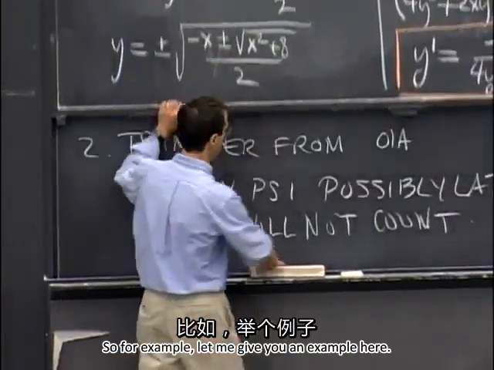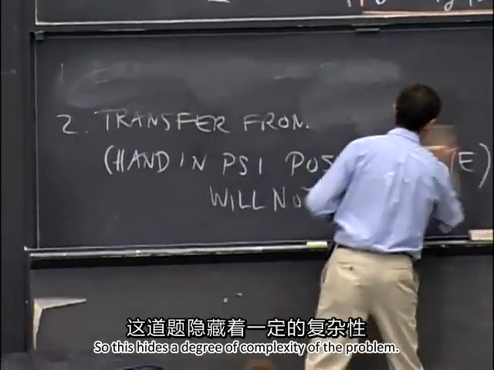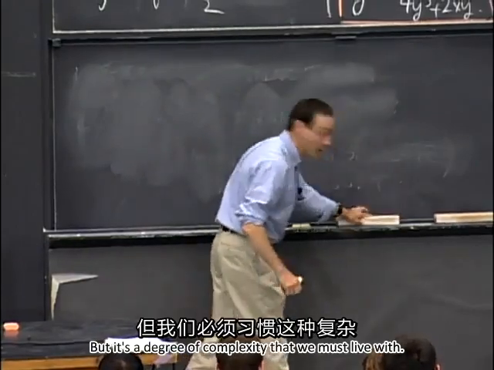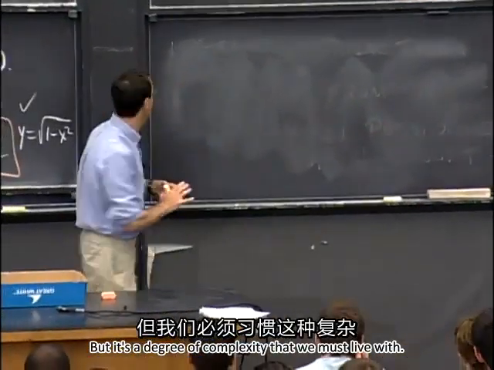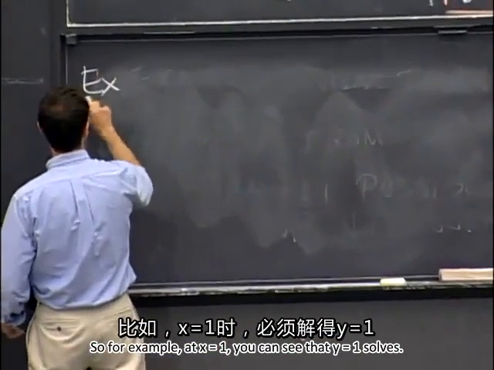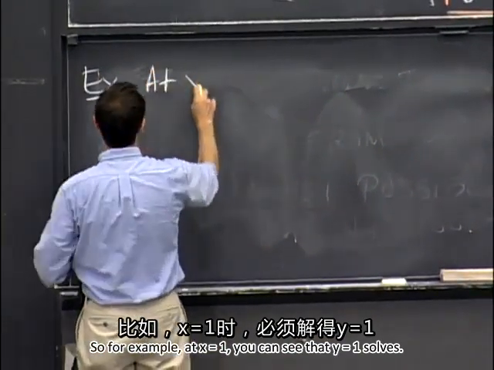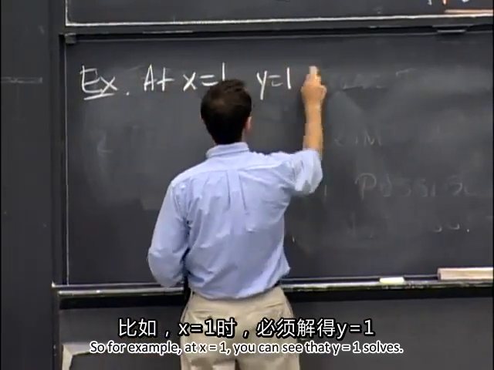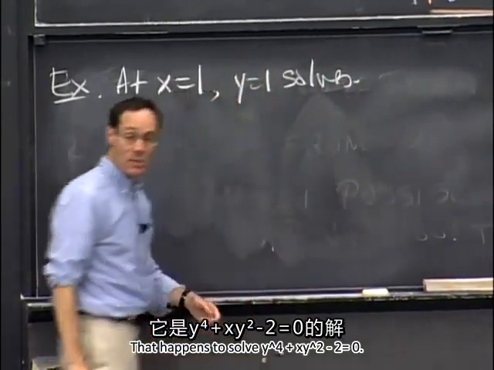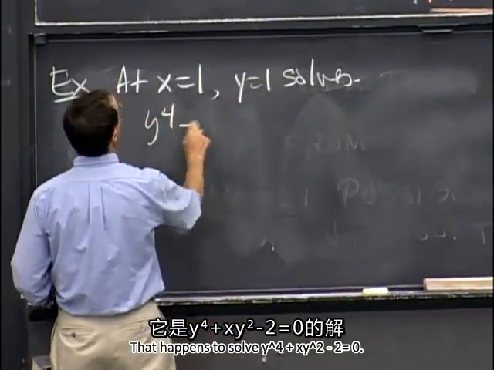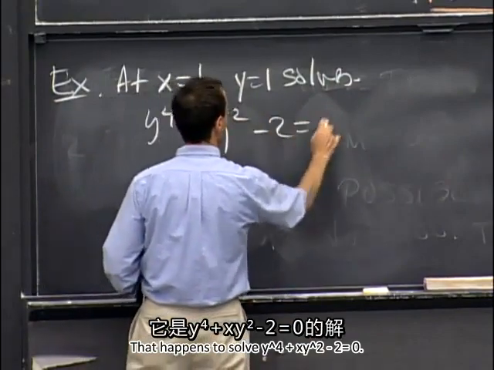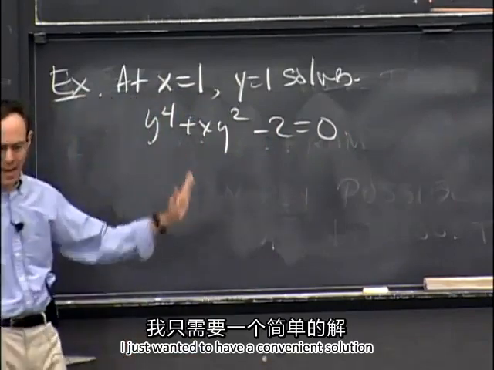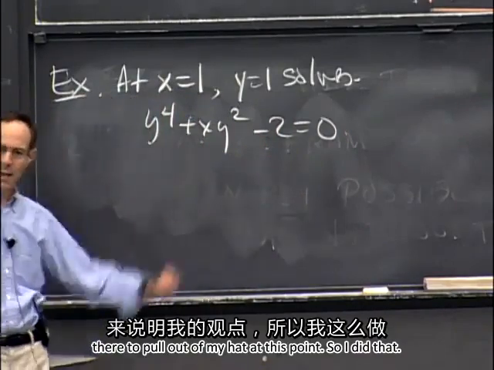So for example, well, let me give you an example here. This hides a degree of complexity of the problem, but it's a degree of complexity that we must live with here. So for example, at x equals 1, you can see that y equals 1 solves y to the 4th plus xy squared minus 2 is equal to 0. That's why I picked the 2, actually. So it would be 1 plus 1 minus 2 equals 0. I just wanted to have a convenient solution there to pull out of my hat at this point.